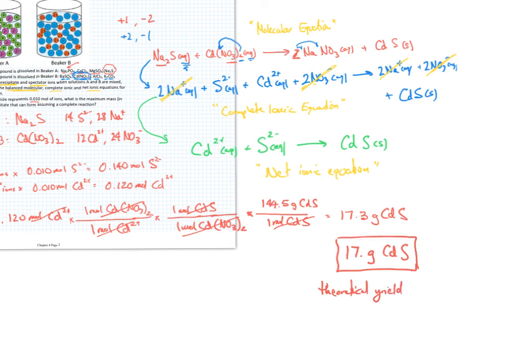You can stop the video and convince yourself that if we use the other one, if we use the sulfide from the sodium sulfide, we would end up with more, so we can't have more than we actually started with. This is indeed the theoretical yield.